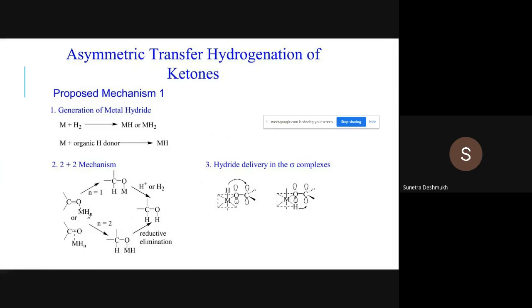The carbonyl group and the metal containing hydrogen. The metal is forming a complex with the carbonyl group. It transfers the hydrogen from the metal to the oxygen and the carbon atom. Again H2 is added, and again the metal is replaced with hydrogen. Reductive elimination. So this will be the 2 plus 2 mechanism. Hydride delivered in the sigma complex. This is for extra information.